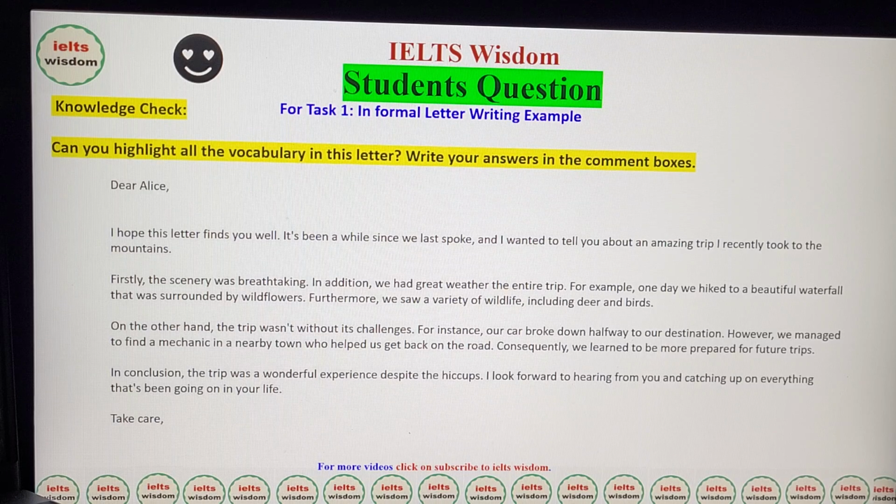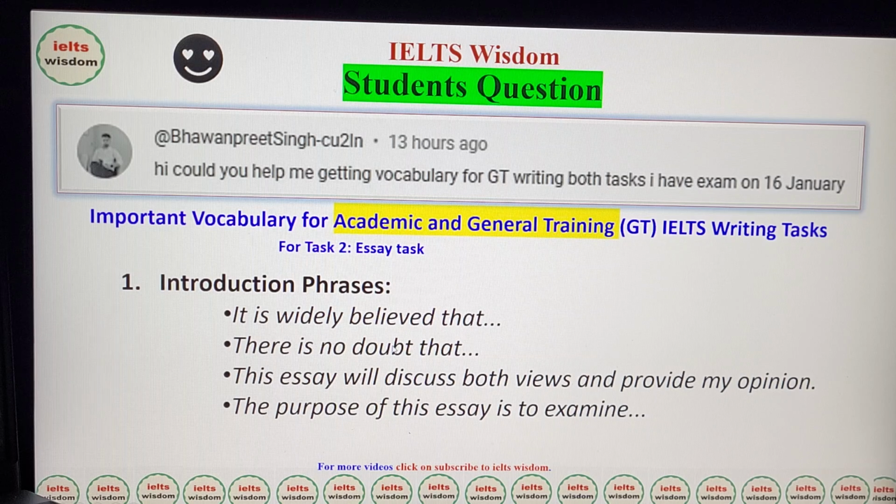Now we are going to start task 2. So that is again important vocabulary words. This is for academic and general students, both students can see the video and implement that in their writing task 2, because it's a very important vocabulary which you can use in your essay task, okay?